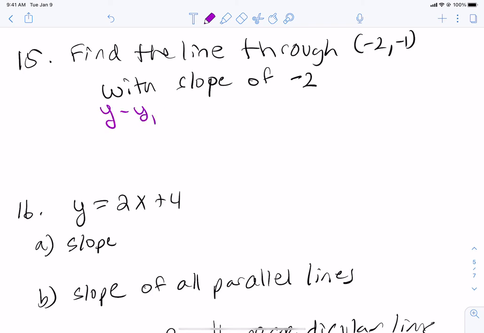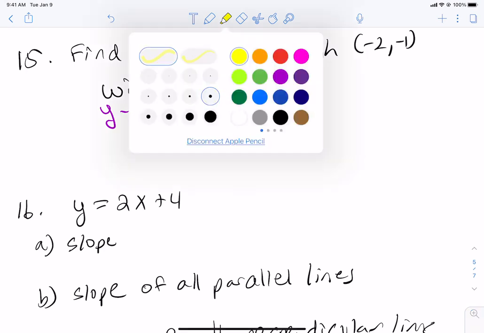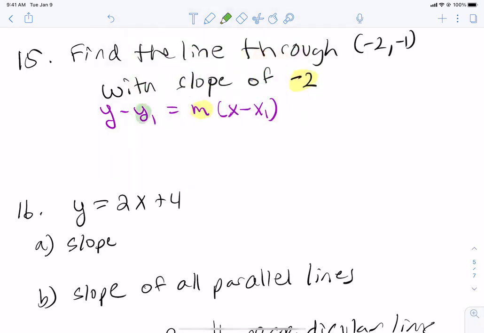Y minus y1 equals m times x minus x1. That's the point slope formula. In the slope spot, we're going to put negative 2. That's our m. In the point location, right here and here, we're going to put the point they give us.